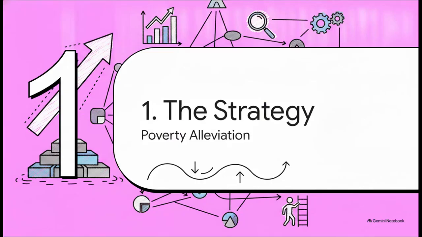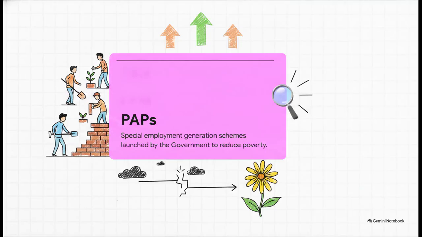Section 1, the strategy. So, when a government looks at a sprawling, deeply rooted issue like widespread poverty, what's their primary mechanism? Well, it's usually PAPs, or poverty alleviation programs. But here's the really fascinating part. These aren't just your standard cash handouts, not at all. They are highly specific, special employment generation schemes. The whole objective here is to engineer opportunity where there literally was none before. It's about giving people a mechanism to earn their way out of destitution.